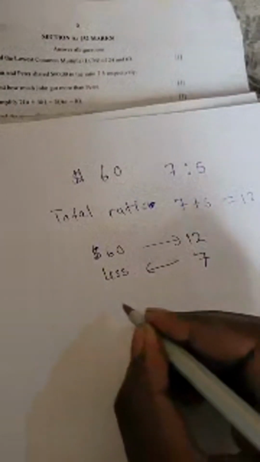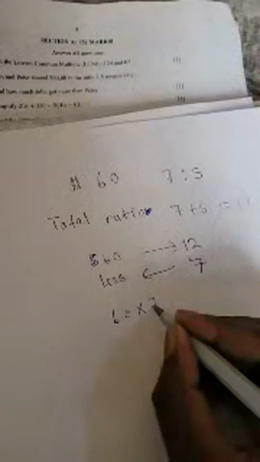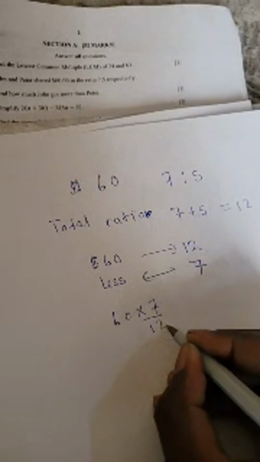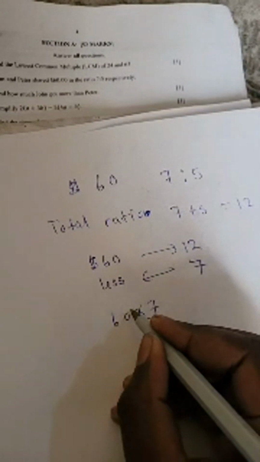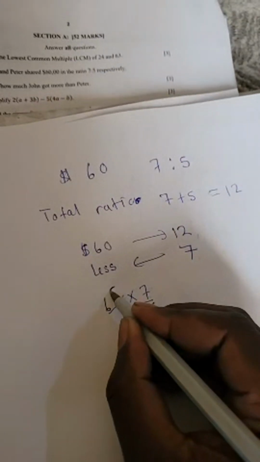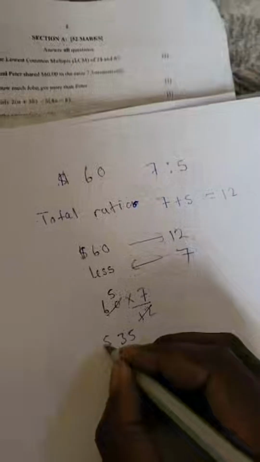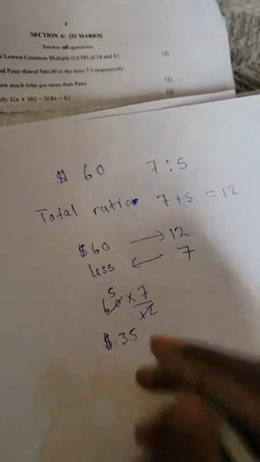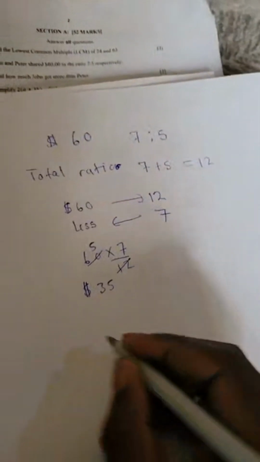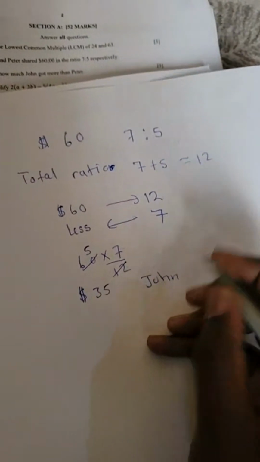Okay, so we're going to say 60 multiplied by 7 over 12. 12 into 60, what do we get? We get 5. Then 5 times 7, that's $35. So John got $35. Now that's the amount John received.